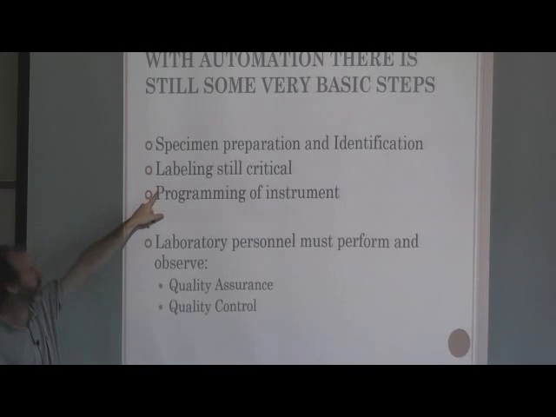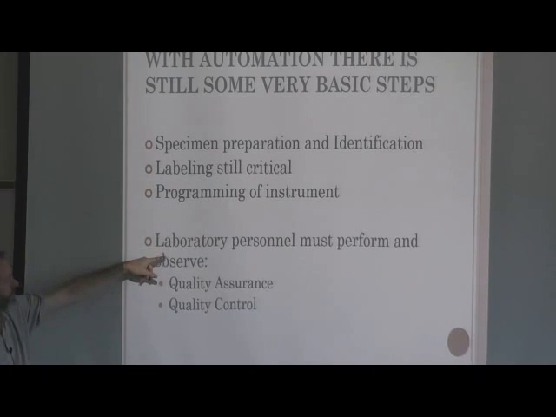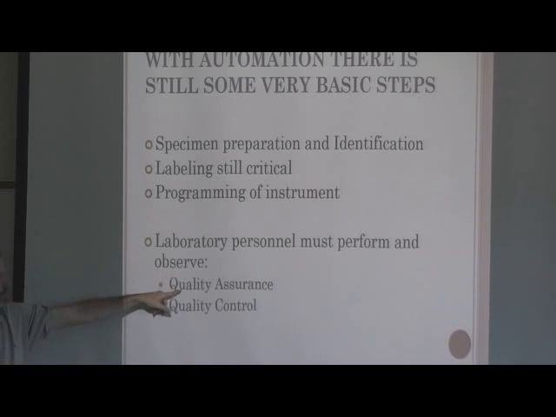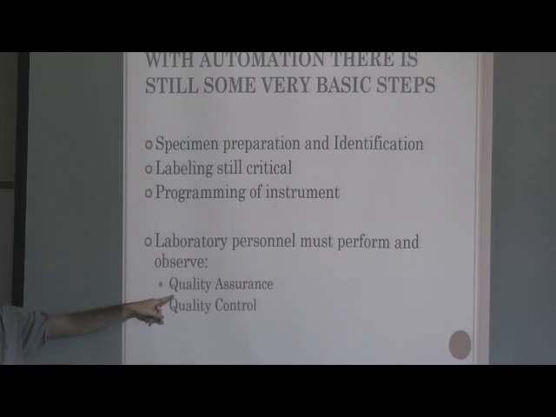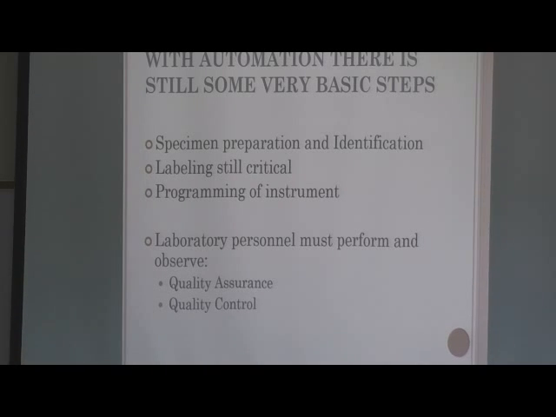So with some automation, there are still some very basic steps, which are specimen preparation and identification. Again, labeling is critical, and programming of the instrument. Laboratory personnel are going to perform and observe the quality assurance and quality control, of course, right? So you're going to introduce the quality control samples the same way on every run.